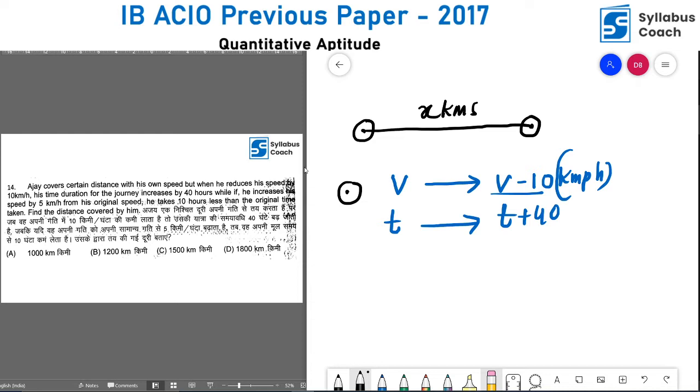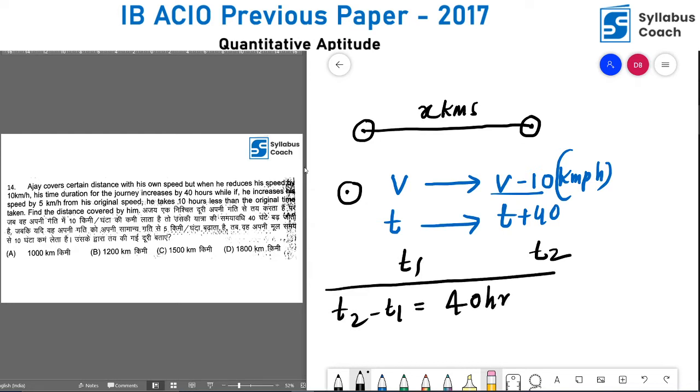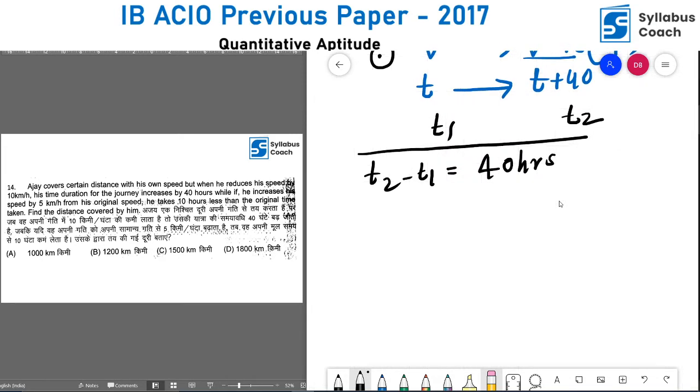If I try to calculate the difference of times, this is T2 and this is T1. So what is T2 minus T1? T2 minus T1 is nothing but 40 hours. Are you clear? Because T2 is T plus 40 and T1 is T. Now what is T2 actually? Velocity is distance by time, but time is distance by velocity. T2 is nothing but x by what is velocity in this case? V minus 10. Similarly, we have the distance by what is the velocity in the initial case? It is v. So it is equal to 40, right?